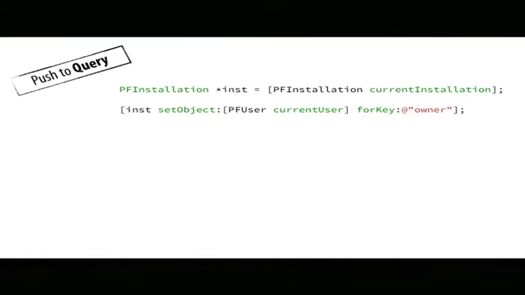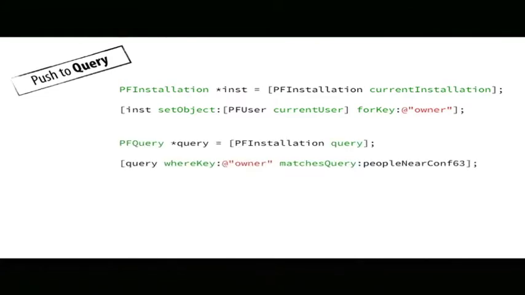It's really just a subclass of the PFObject. So here I'm actually storing a link or a relation to the current user on this PFInstallation. That way I'll know who the user is that owns each of my installations. And then I can later do a query for, let's say, all the users that are within this conference room.